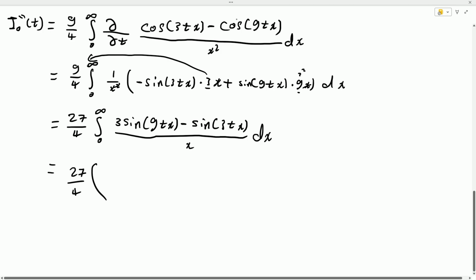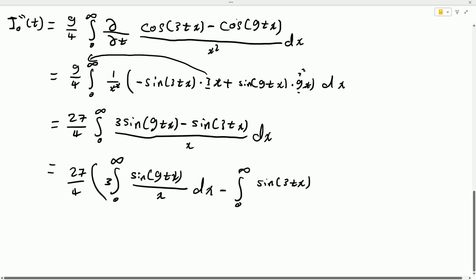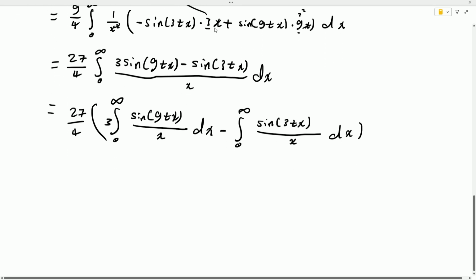So we're going to rewrite this as 27 over 4. I'm going to open up a big bracket. So this is going to be the integral from 0 to infinity. Now we have 3 multiplied by this integral, sine 9tx by x dx minus the integral from 0 to infinity of sine 3tx all over x. And of course we have the dx. So how do we continue from here?